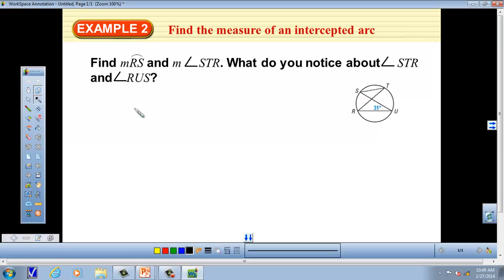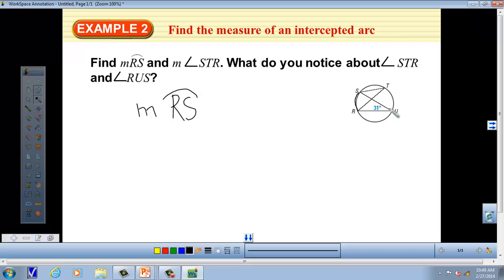So let's do this. The measure of arc RS is right here, and if you notice, this angle intercepts that arc. So since this angle is half of what this arc is, we can say that this is equal to 2 times 31, which gives me 62 degrees. And so now this is 62 degrees.